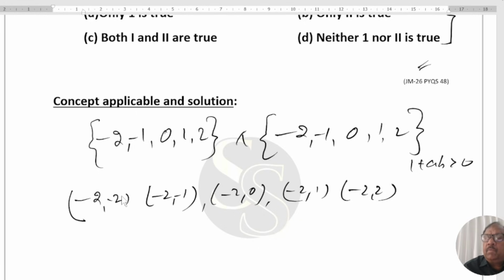Ye a hai, ye b hai. So this is correct. -2. In this case, this is a, this is b, ab. This is correct. Then 1 plus ab, ye 0 ho gaya. Greater than 0, correct. Then 1 minus 2, negative aa gaya, ye nahi hoga. -2, 2, ab is -4, this is wrong. Is row mein aa gaye 3 elements.